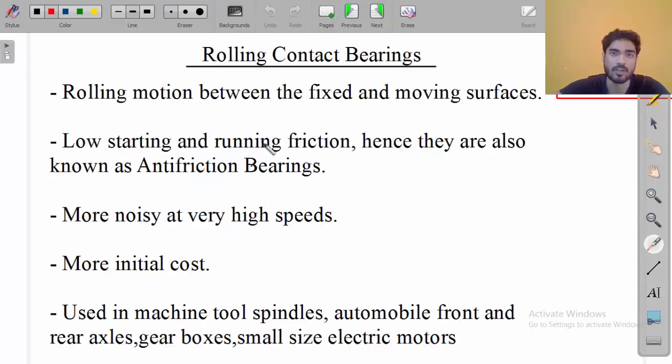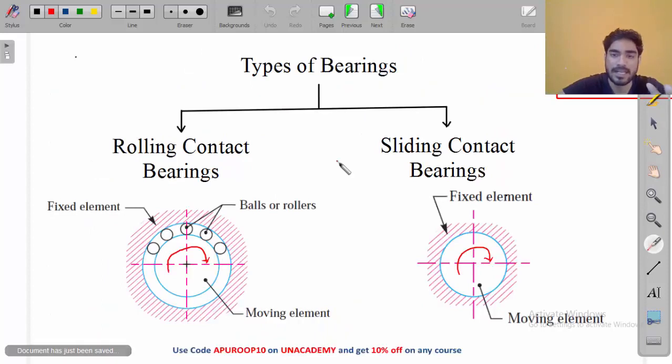In case of sliding contact bearings, when you start the engine, initially the friction is very high. This is known as starting friction. But when the shaft starts running at a certain speed, then the friction is less. That is known as running friction. Do you understand this much? What is starting friction and running friction? In case of sliding contact bearing, we will see this in detail.